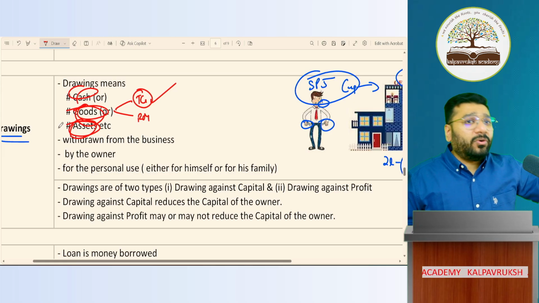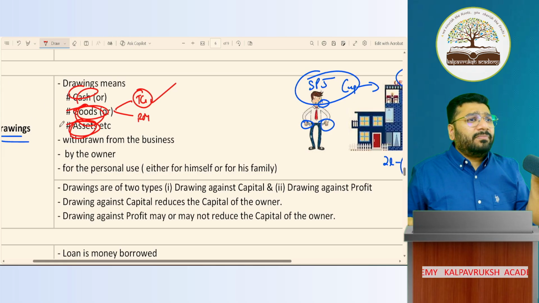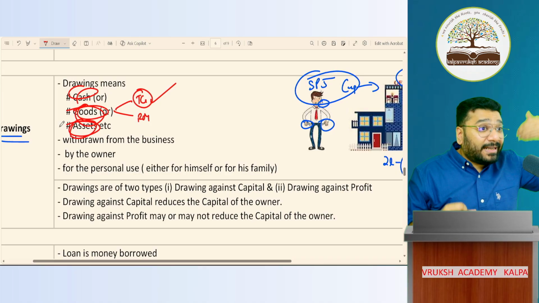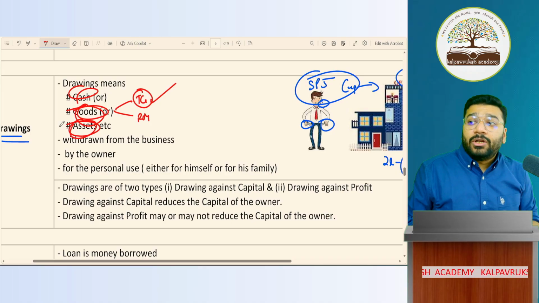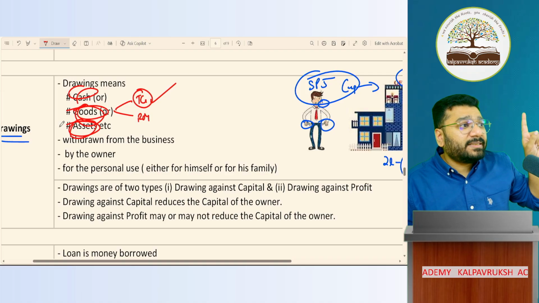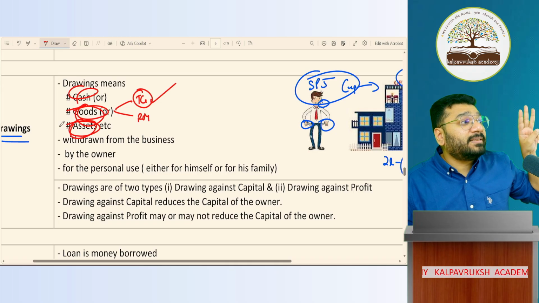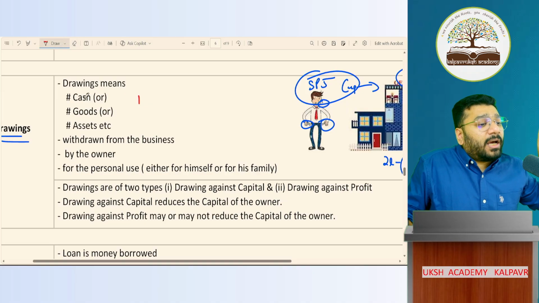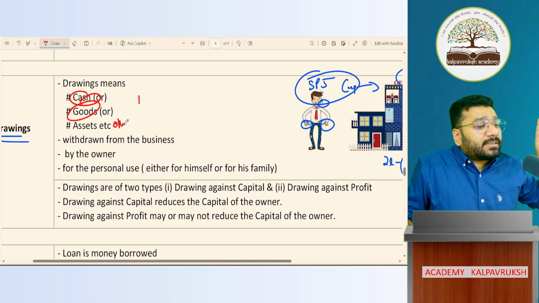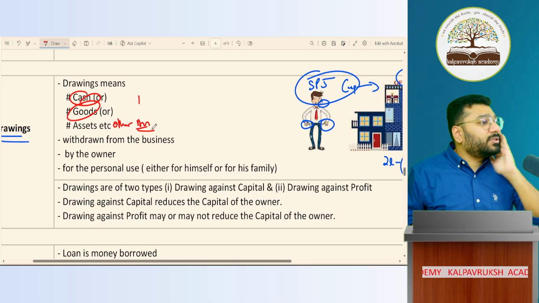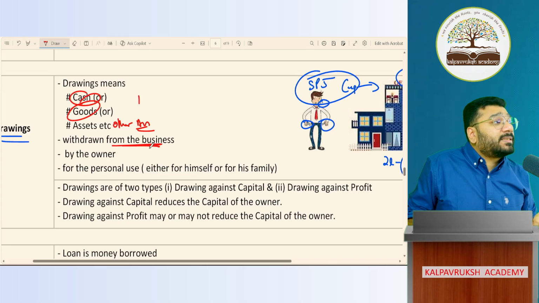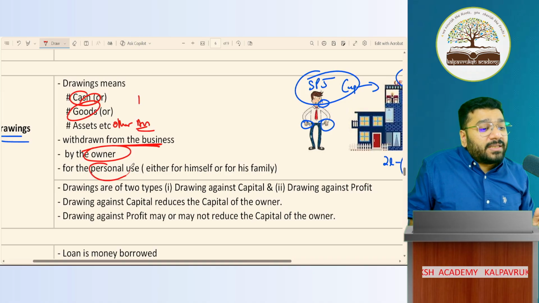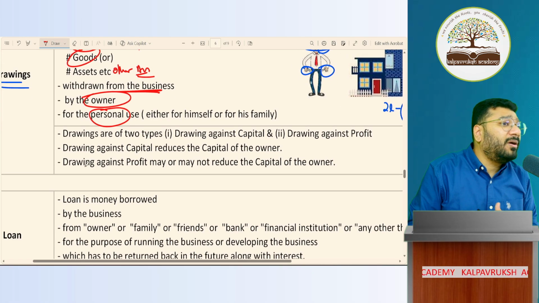What is an asset? You'll understand tomorrow. Examples are laptop, PC, computer, AC. I'm using them for business purpose, and I'm withdrawing them for personal purpose. So three things you can withdraw for personal purpose: one is cash, second is goods, third is assets. Assets here means other than cash and goods, because cash and goods are also assets only. All these three can be withdrawn from the business by the owner, for personal purpose. This is very, very important.